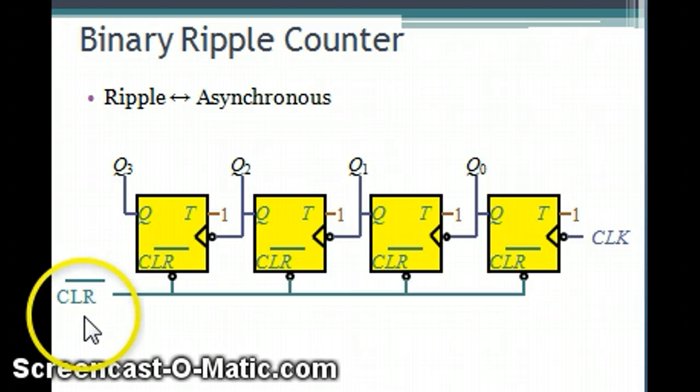On applying the clear signal, all the flip-flops can be cleared to the state 0000. This counter is a modulus 10 counter. It counts from 0 to 9, that is, from 0000 to 1001. Now we will see the state table in detail.